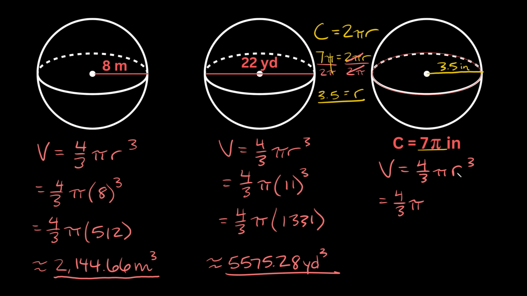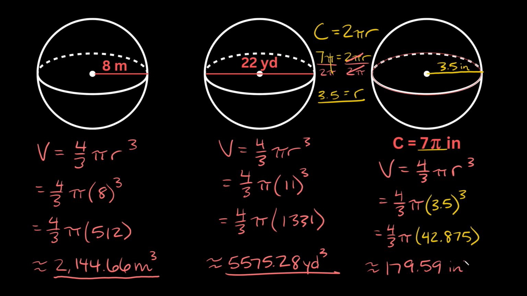Now we know what the radius is, 3.5, so let's plug that into our formula. We get 3.5 for r, and remember that's cubed. So this is equal to 4/3 pi times 3.5 cubed, which is 42.875. Now if you multiply this all out, you'll get that this is equal to approximately 179.59 inches cubed. Boom.